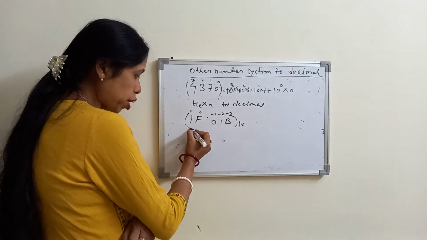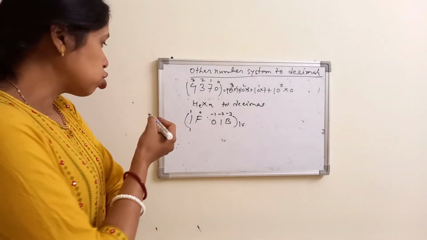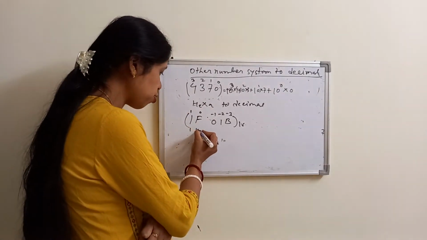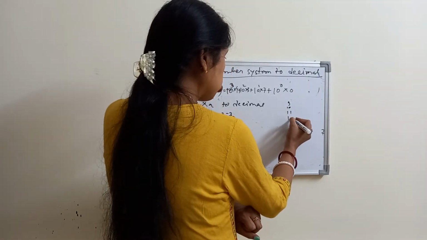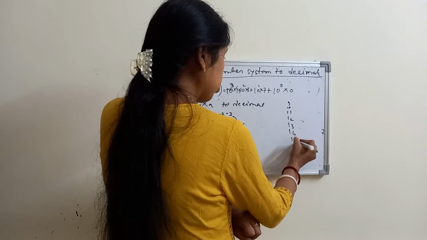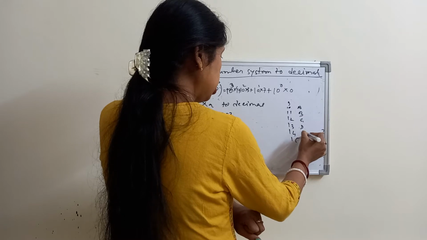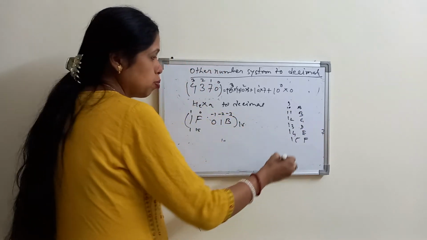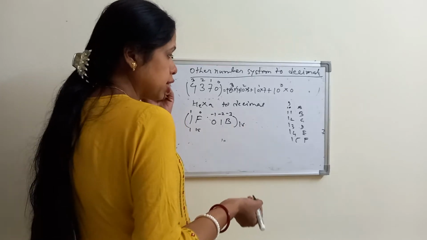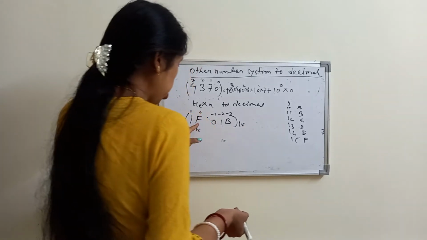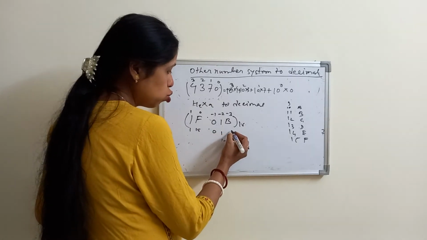Again, I am writing this 1 as 1, but for F, I cannot multiply F with any number, right? So F is equivalent to 15. If you remember, after 9 comes 10, 11, 12, 13, 14, 15, which in hexadecimal can be represented as A, B, C, D, E, F. So F is equivalent to 15, B is equivalent to 11.